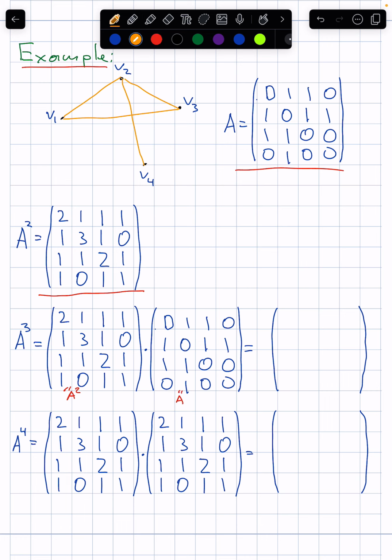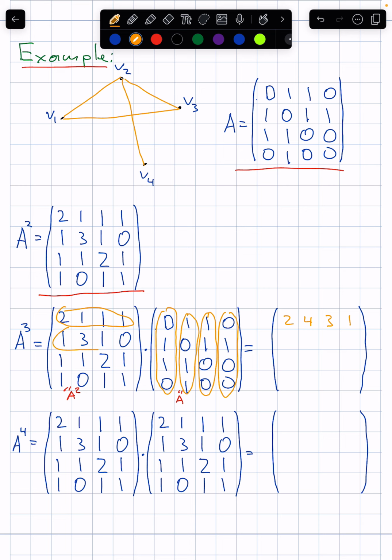So let's do that. We take the first row and multiply it by the first column. We get 2, right? Then we multiply it by the second column here, and we get 2 plus 1 plus 1, 4. We multiply it by the third column here. We get 2 plus 1 plus 0, 3. And for the last column here, we just get 1, right? So it's 0 plus 1 plus 0 plus 0.